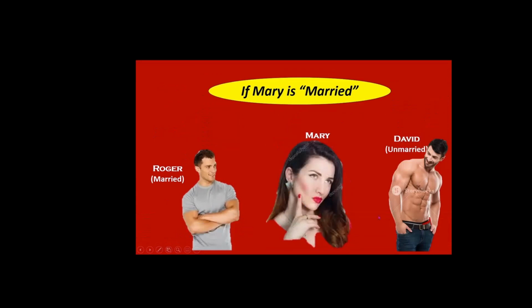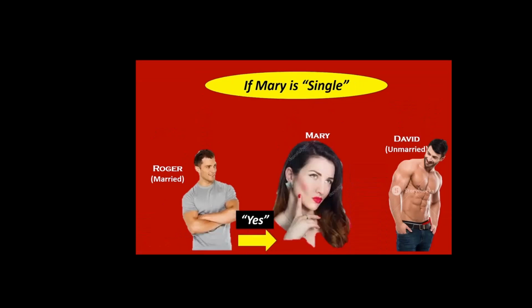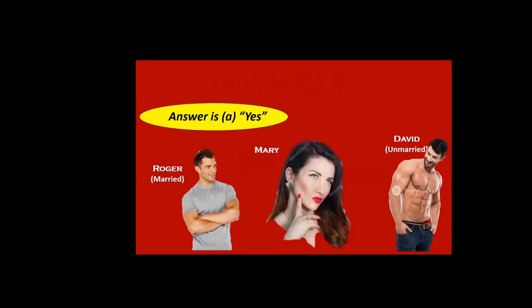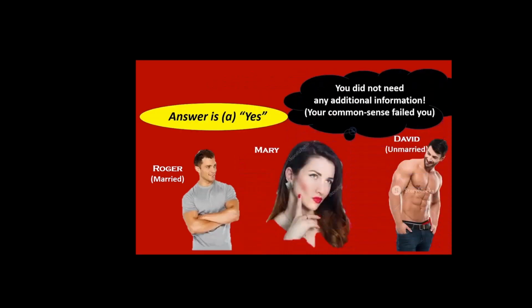Let's take a look. If Mary is married, Mary is looking at unmarried David. And if Mary is single, married Roger is looking at single Mary. So as you see, the answer is yes. You did not need any additional information. Worse, your common sense failed you.